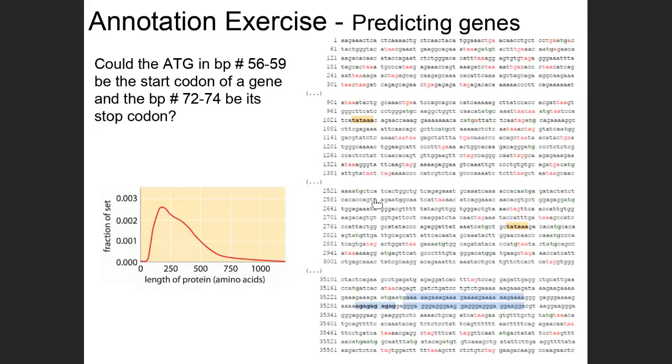So you saw this earlier, and I said, okay, let's see where the genes are here. I'm going to ask this as a poll. Could the ATG at base pair number 56 to 59, so I'm talking about this one, be a start codon of a gene? And the one at 72 to 74, this one, do you think this would be the start codon and this would be the stop codon of a gene?